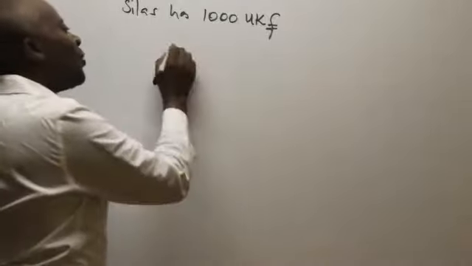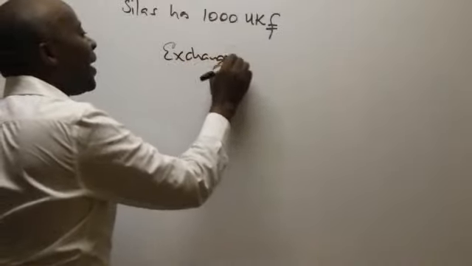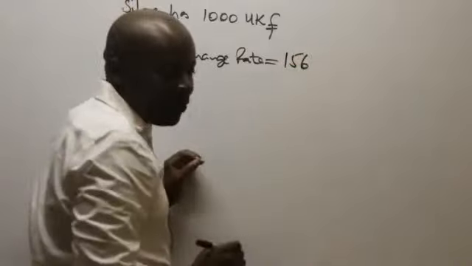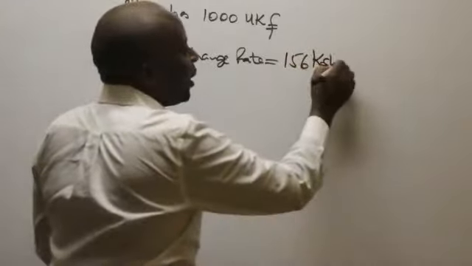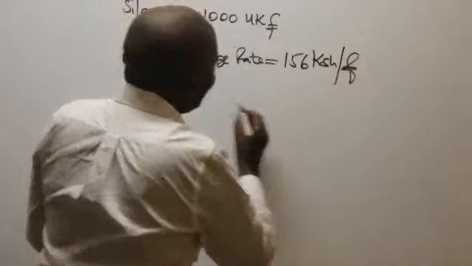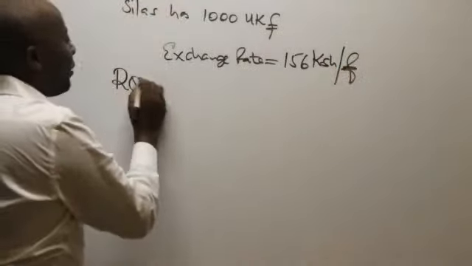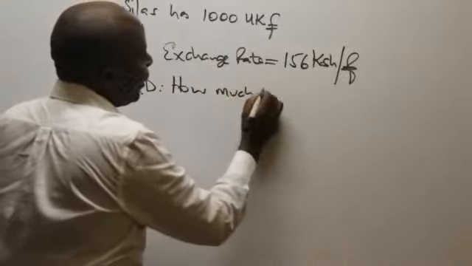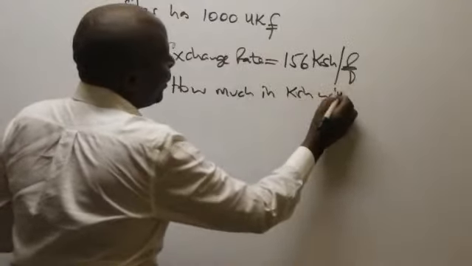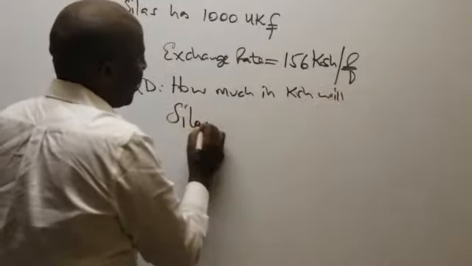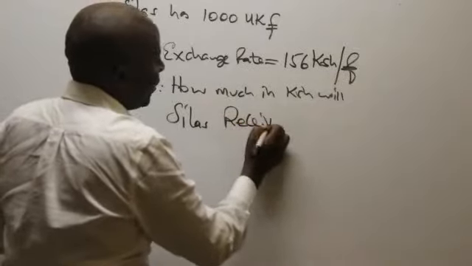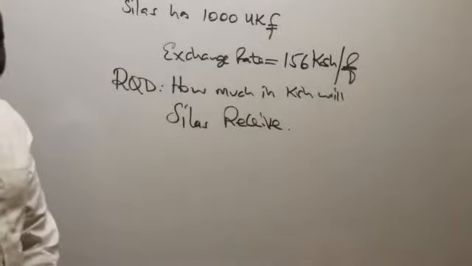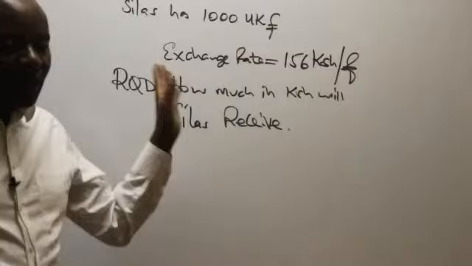So he goes to this bank and is given an exchange rate. An exchange rate of how much? An exchange rate of 156 Kenya shillings per pound. So in this case, could you kindly do some working for me, and then you tell me how much in Kenya shillings Mr. Silas will receive. Please concentrate with this. You're asking so many questions. First, concentrate with this.